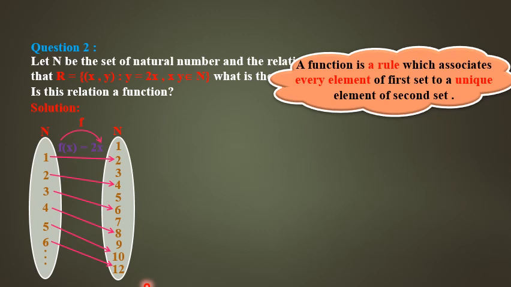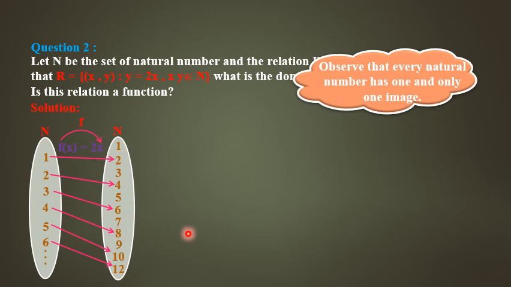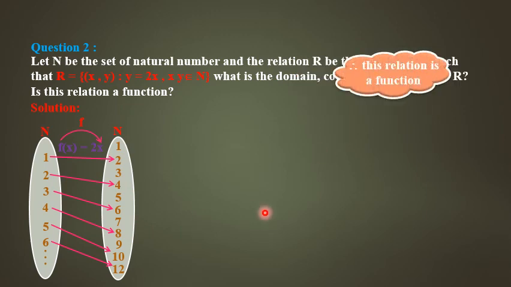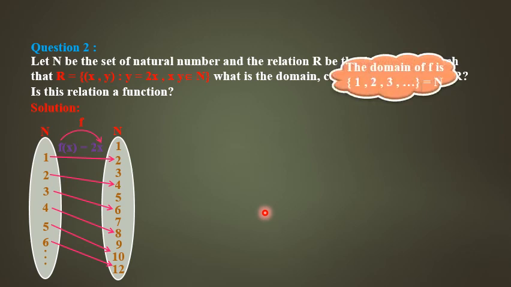A function is a rule by which every element is associated with a unique element. Now, when we take this, it is connected only with the even numbers. Carefully look at this. Observe that every natural number has one and only one image. This is fine. So this relation is definitely a function.